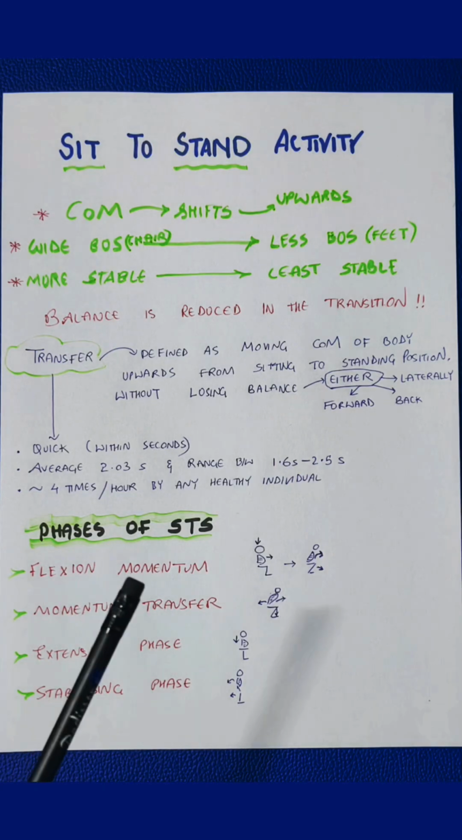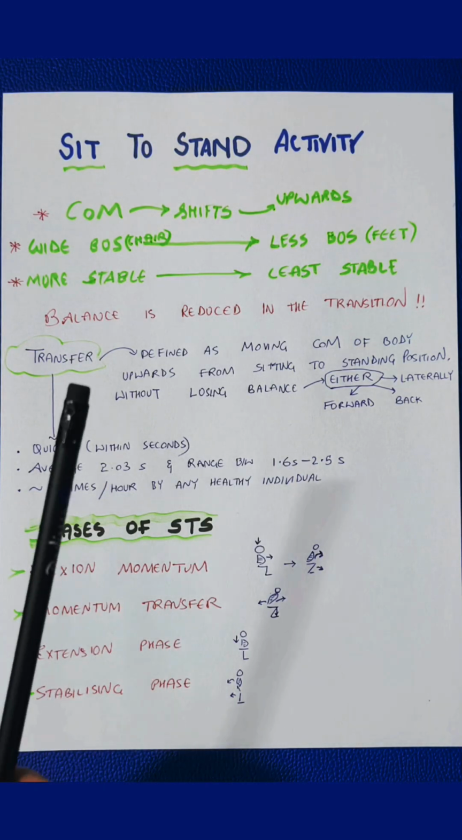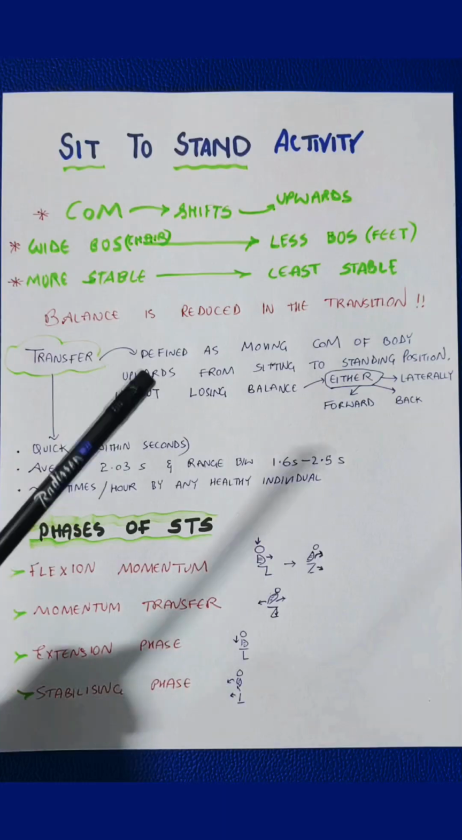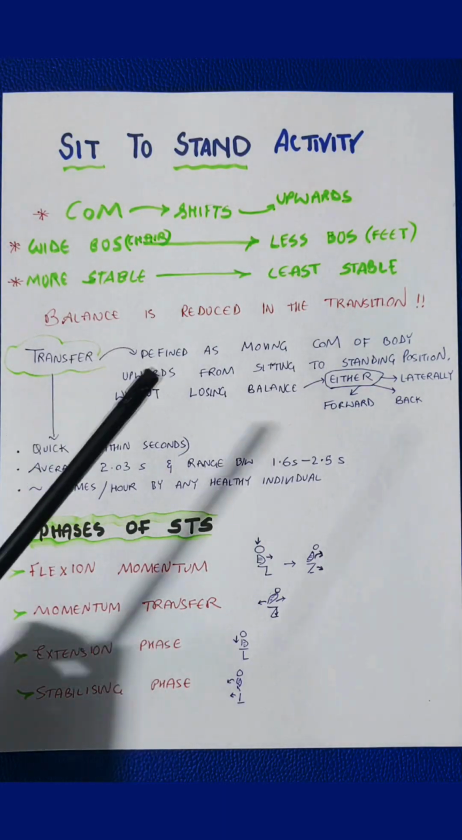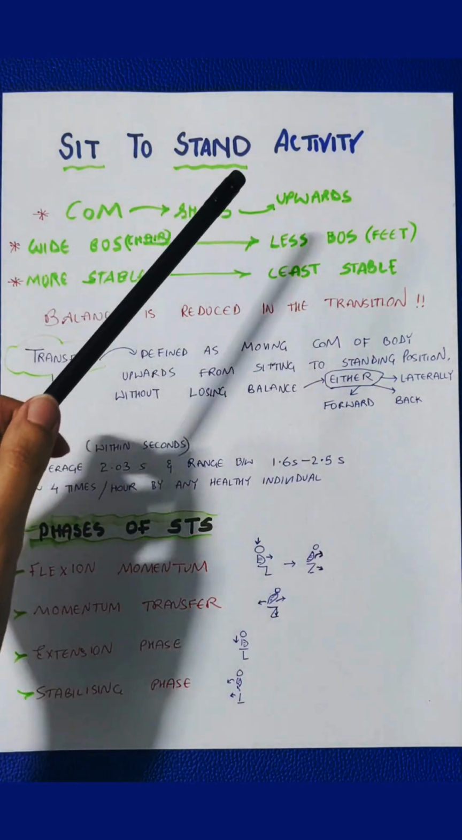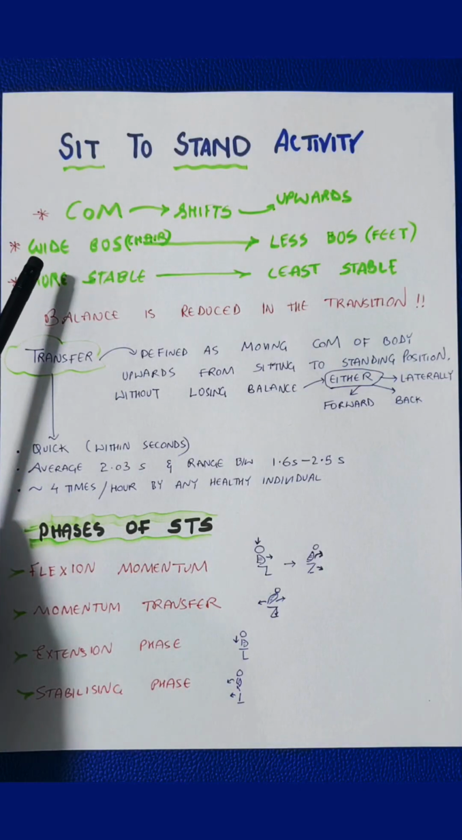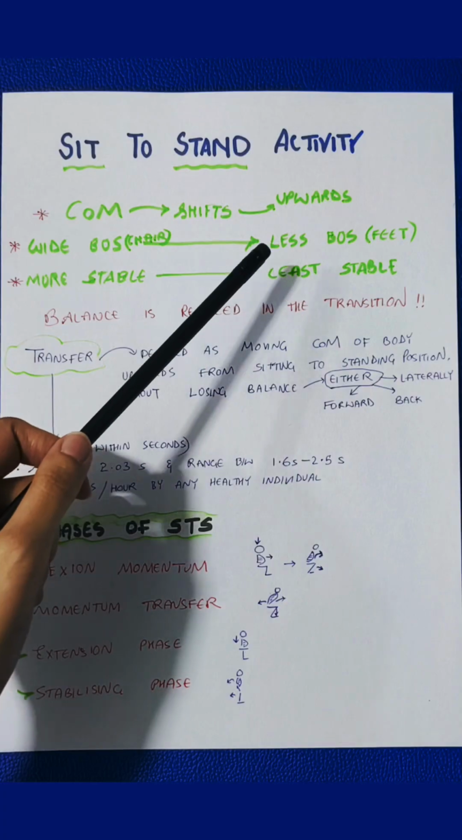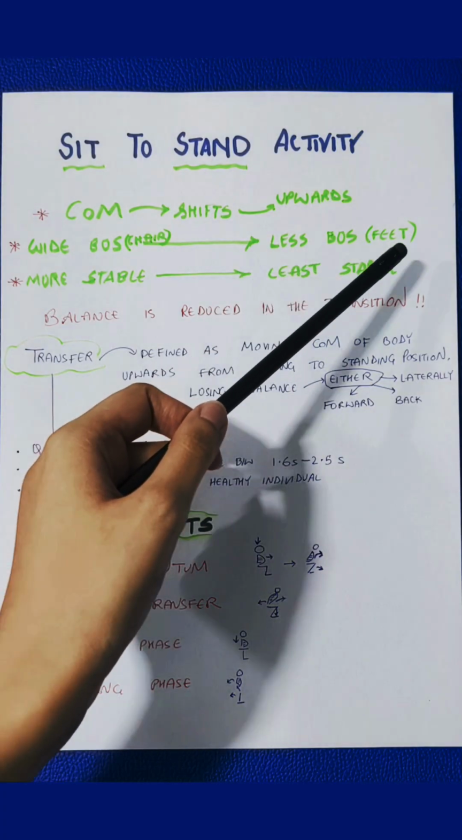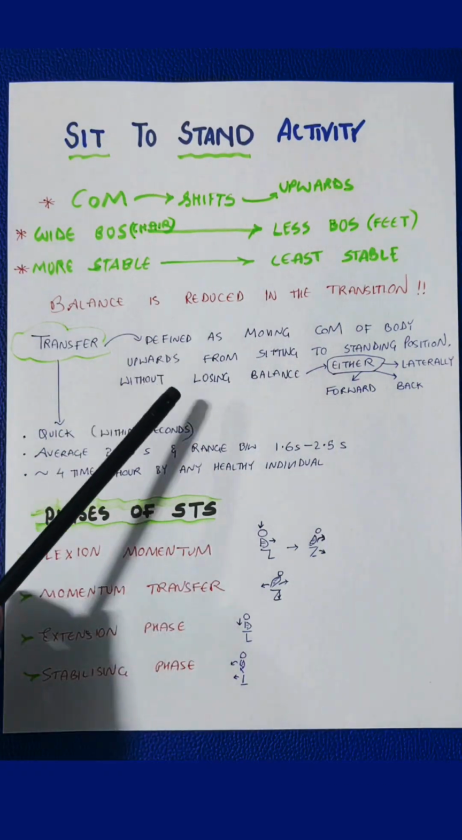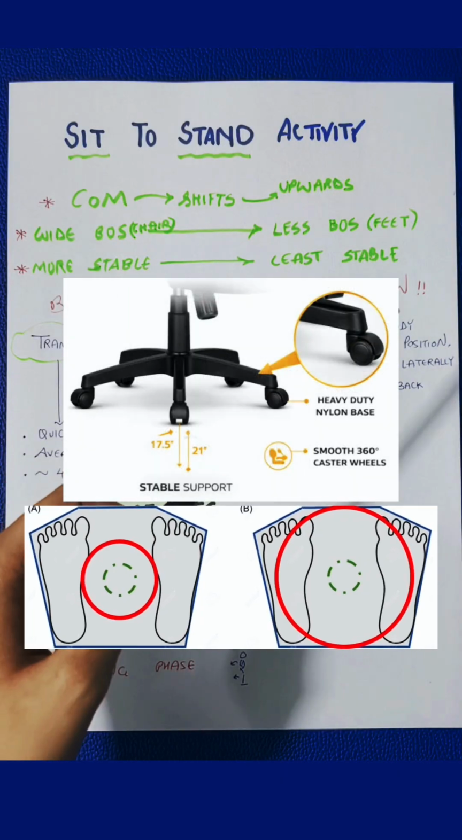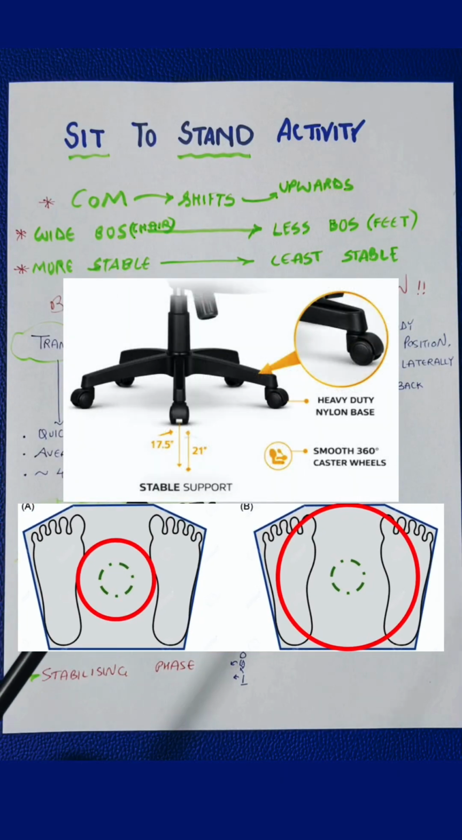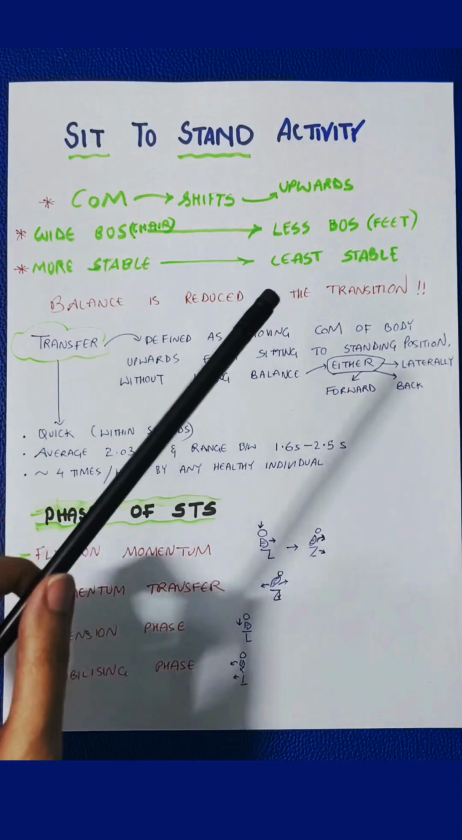Sit to stand activity is a regularly performed functional movement wherein the center of mass shifts upward as we go from sitting to standing. There is a wide base of support when we sit on a chair, and as we get up into standing, there is less base of support on our feet. It is a transfer from a more stable to a least stable position. Balance is reduced in this transition.